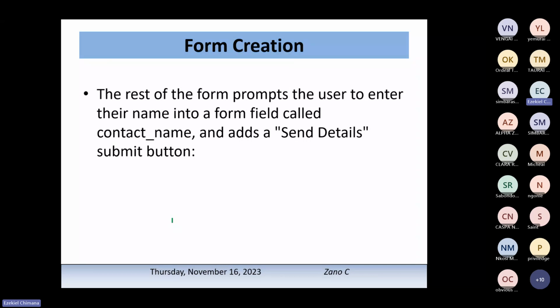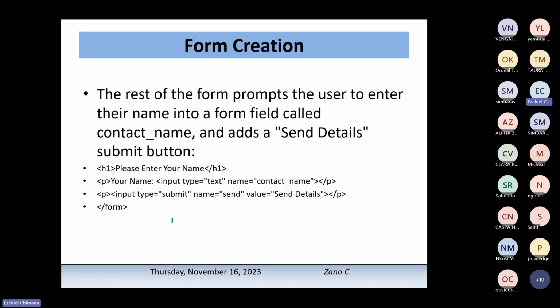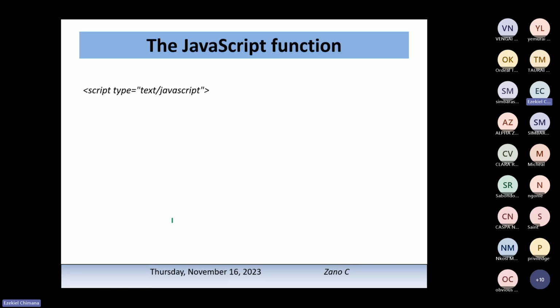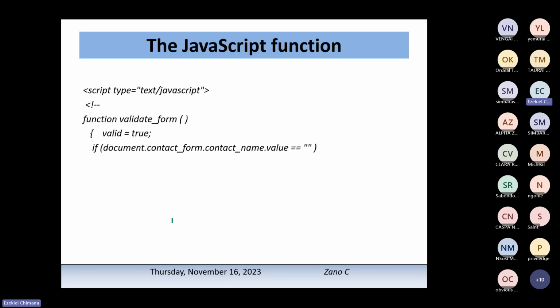The rest of the form prompts the user to enter their name into a form field, which is the contact name, and adds a send details submit button. So this is the form itself. And then this is the script, which is the JavaScript. If you look at this, we've got a form. This is the JavaScript code.